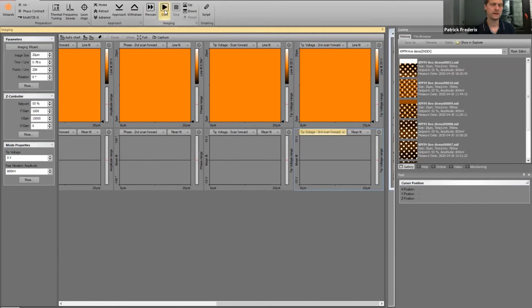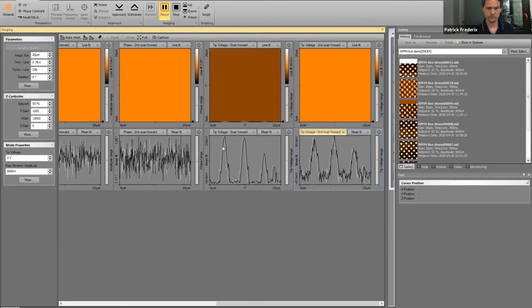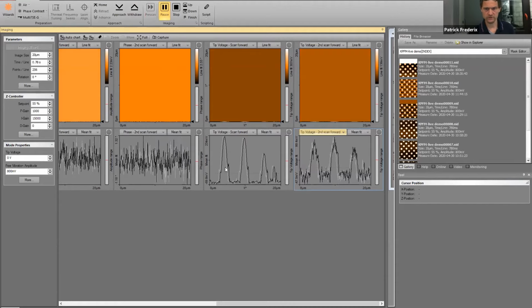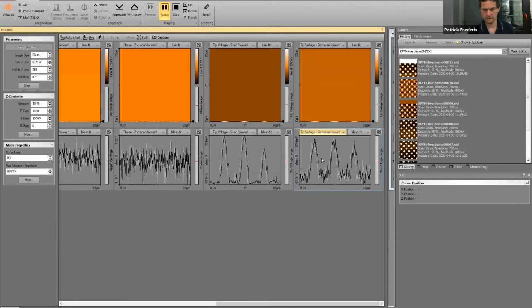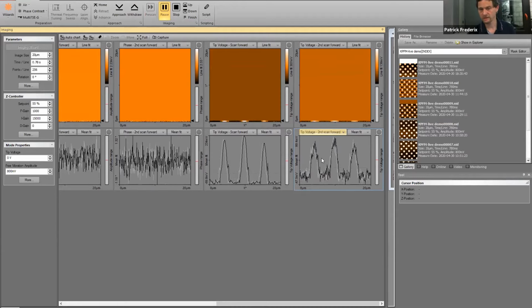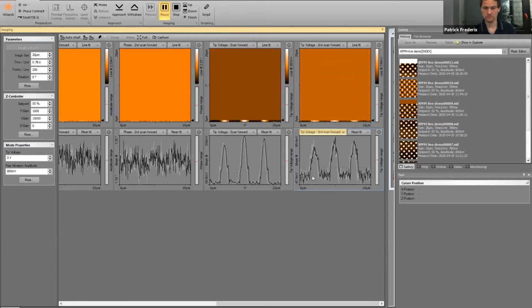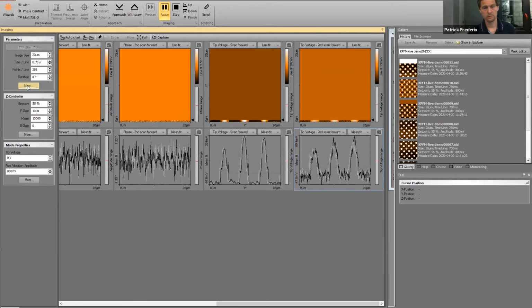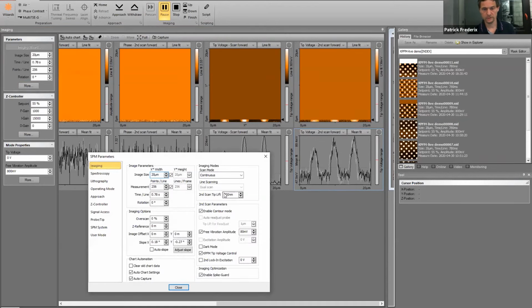And if I now rescan this area, it scans each scan line twice. So now it has the first scan line coming up with the topography, and here the tip voltage there and there of the second line. I'm now at a lift height of 300 nanometers, and you immediately see that the signal is much more noisy. It's a smaller signal.